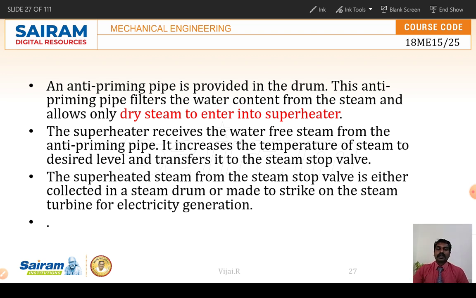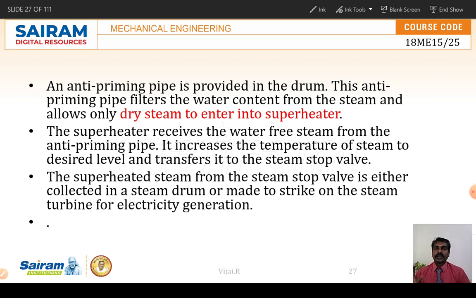After that, the dry steam which is settled on the top of the steam drum enters into the superheater. The superheater receives the water-free steam from the anti-priming pipe. So it increases the temperature of the steam to the desired level and transfers it to the steam stop valve.